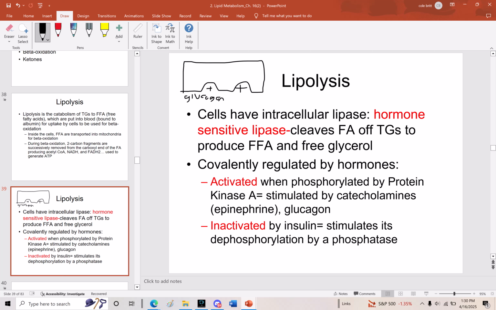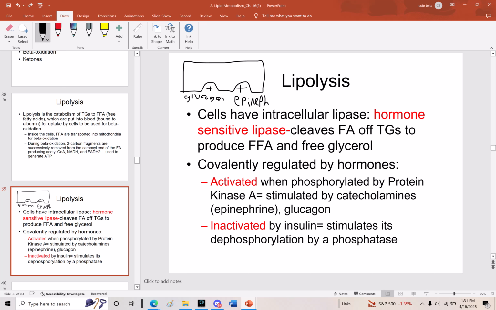And it's going to be inactivated by insulin, which remember has a phosphatase. It's going to take off the phosphate group. So this one, pretty simple. I'm not talking about any allosteric regulation for this one, but do know the covalent regulation.